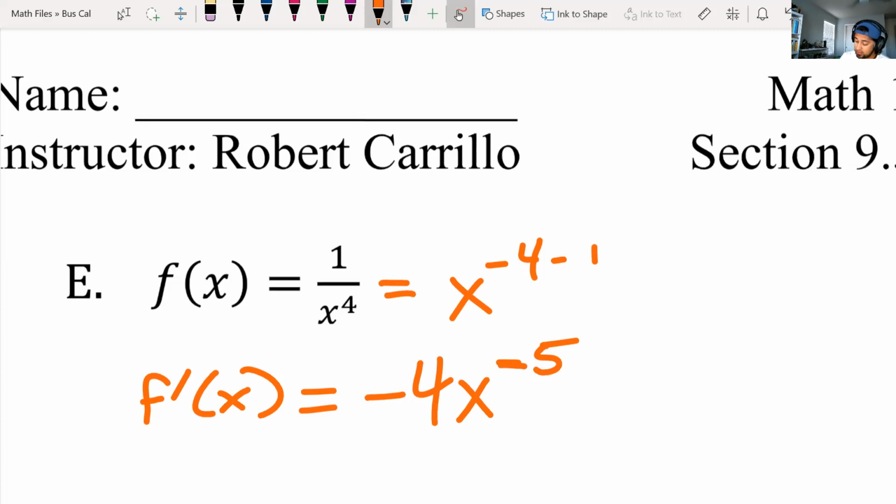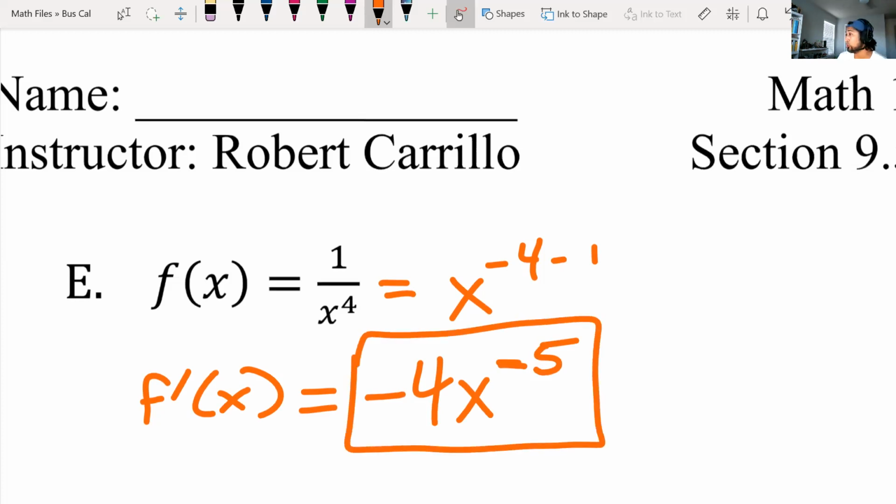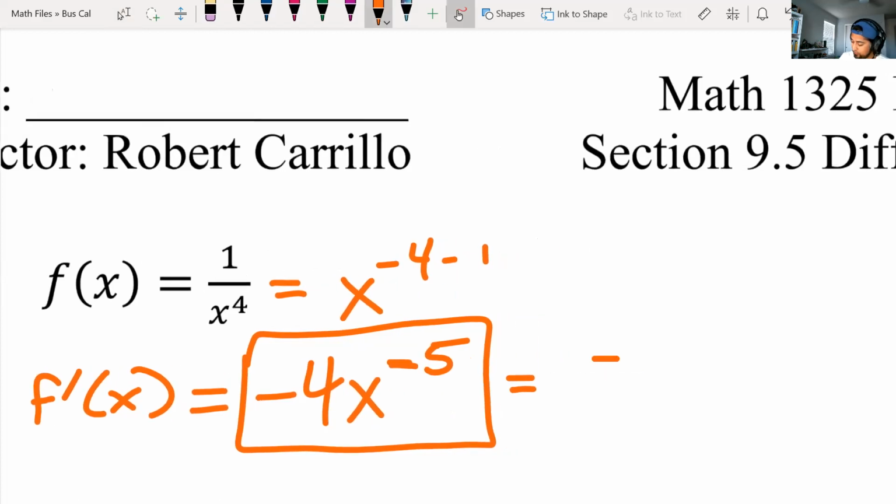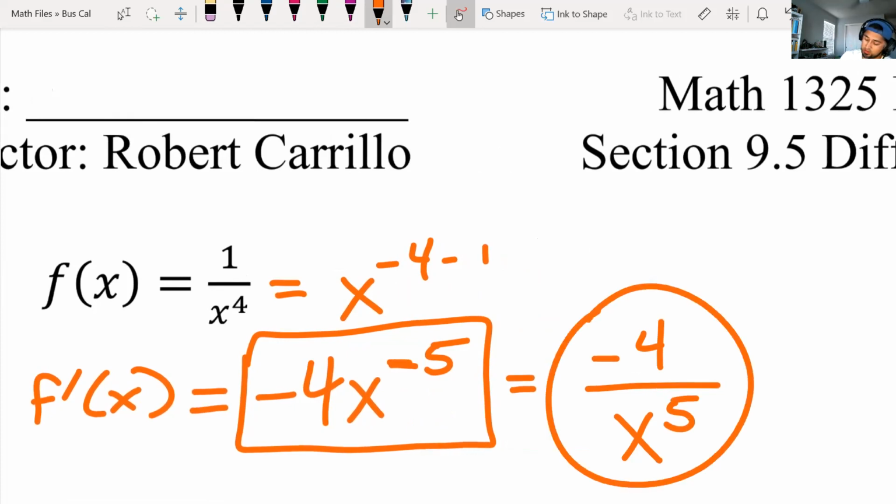So once again, this is a good answer. But if my math lab wants you to rewrite it as a fraction, what's another way to rewrite this? Negative 4 over x to the fifth. There you go. I'll just say or. Okay. Everybody good with that?